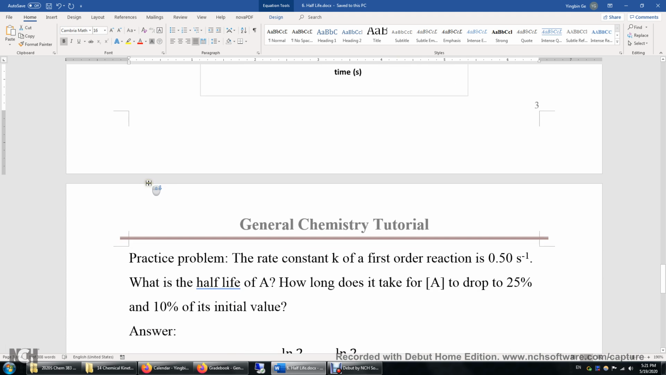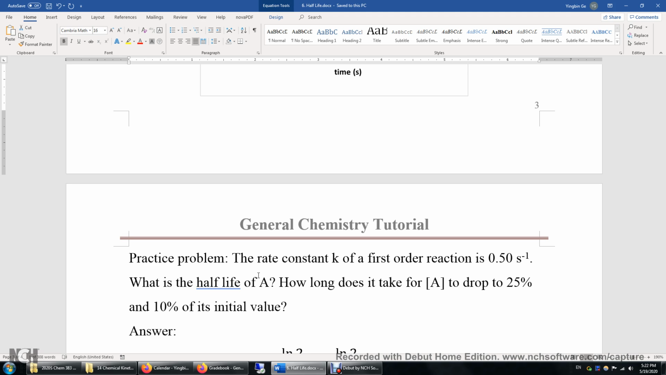Now some practice problems. The first one: the rate constant k of a first-order reaction is 0.50 second to the power of -1. What's the half-life? The equation is ln2 over k. For exams, you will be given this equation, but it would be nice if you can derive this equation yourself. So again, it's just ln2 over k.